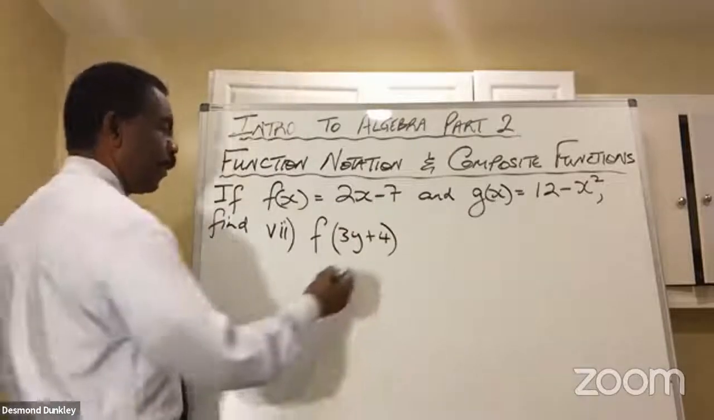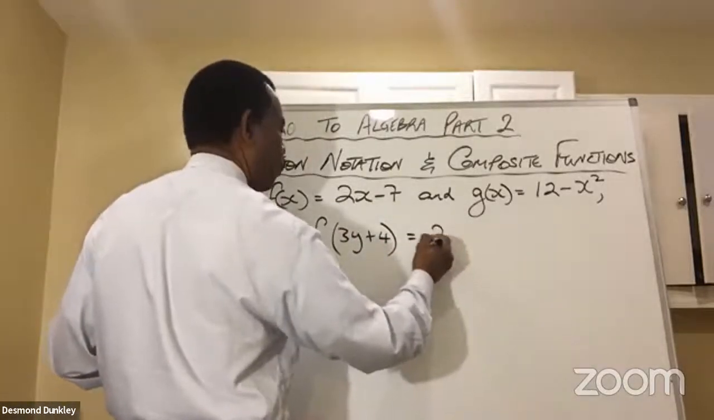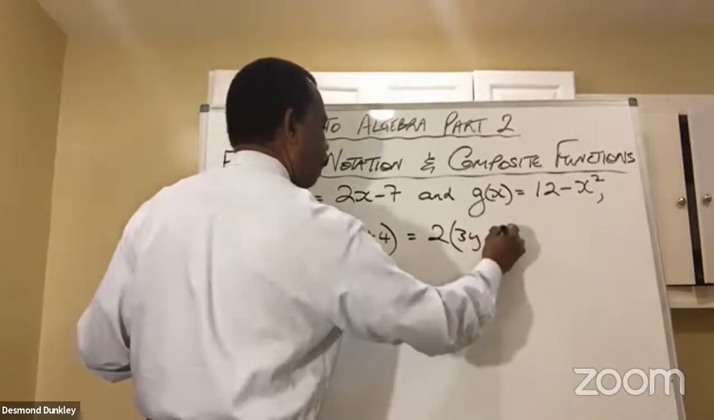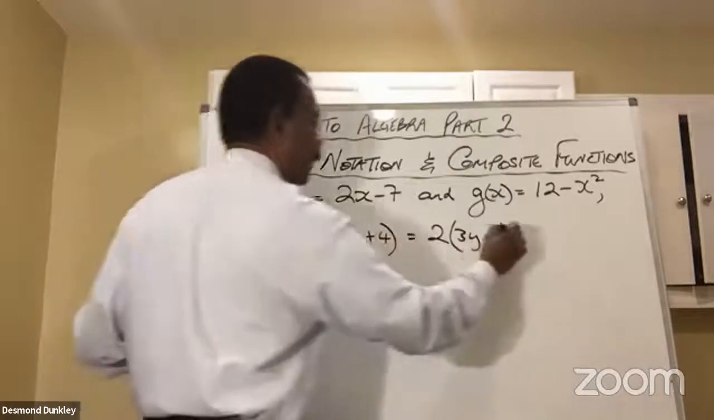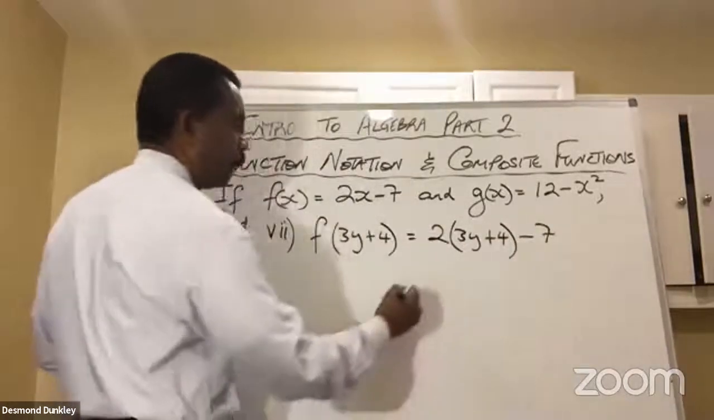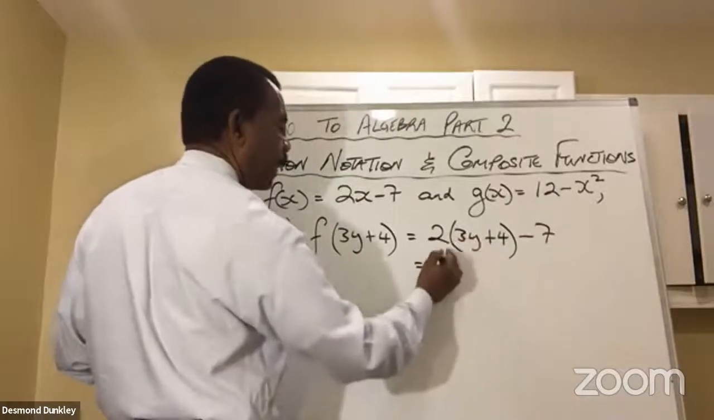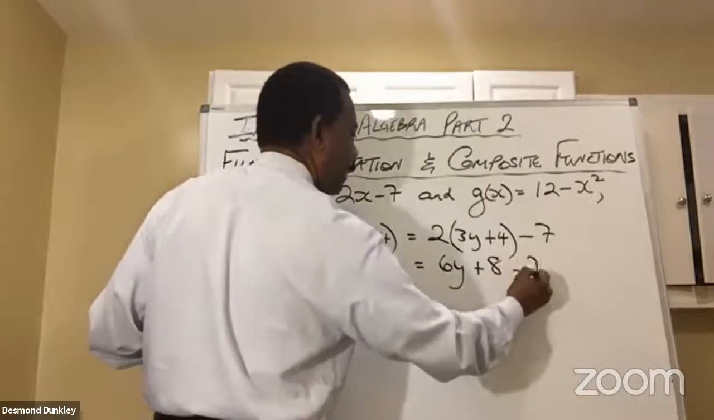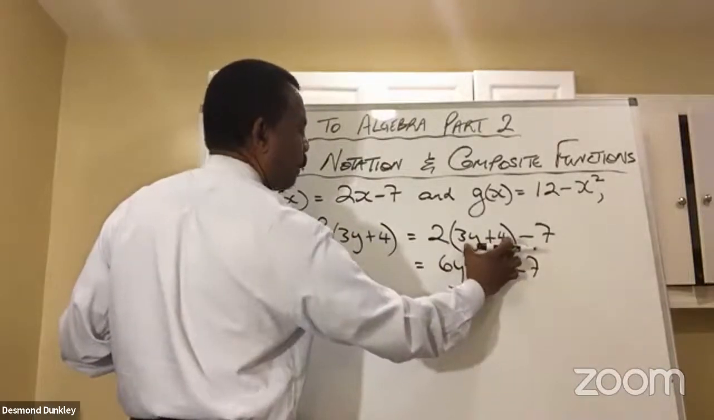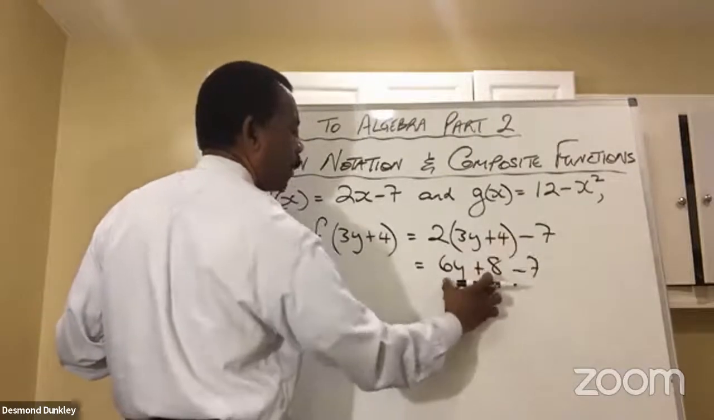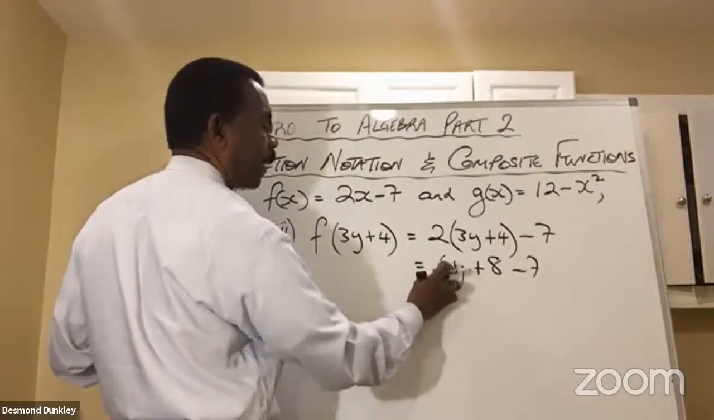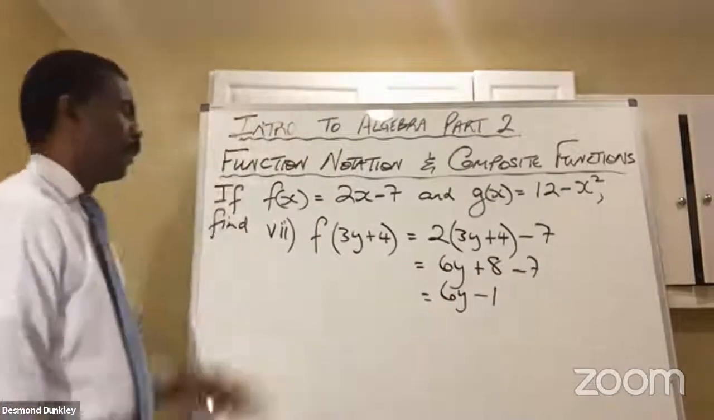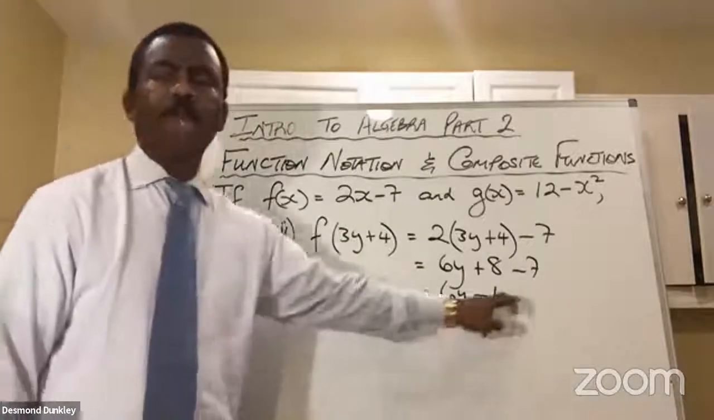So it is equal to 2 times whatever is in the parentheses, which is 3y plus 4, and then minus 7. So that's equal to 2 times 3y is 6y, 2 times 4 is 8, minus 7. Notice that 2 only multiplied times what is in the parentheses. That's all that you double. And when you simplify this, 6y plus 8 minus 7 gives you 6y minus 1. So this is equal to 6y minus 1.